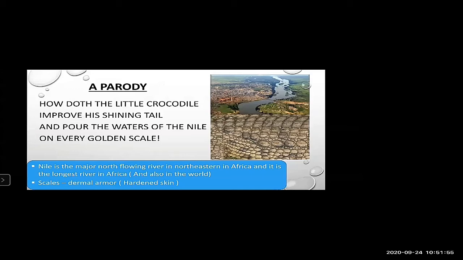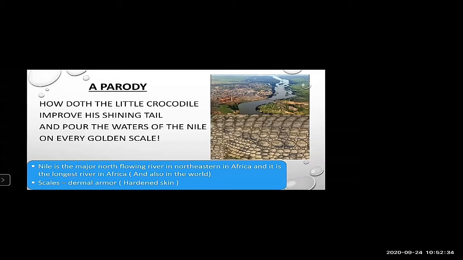How doth the little crocodile improve his shining tail? Now, here this poem is about a crocodile. The poet is calling this crocodile little, and the crocodile is improving his shining tail. How is the tail of the crocodile? It is shining. And pours the waters of the Nile on every golden scale. The crocodile is moving his tail and he is pouring the waters of the Nile.